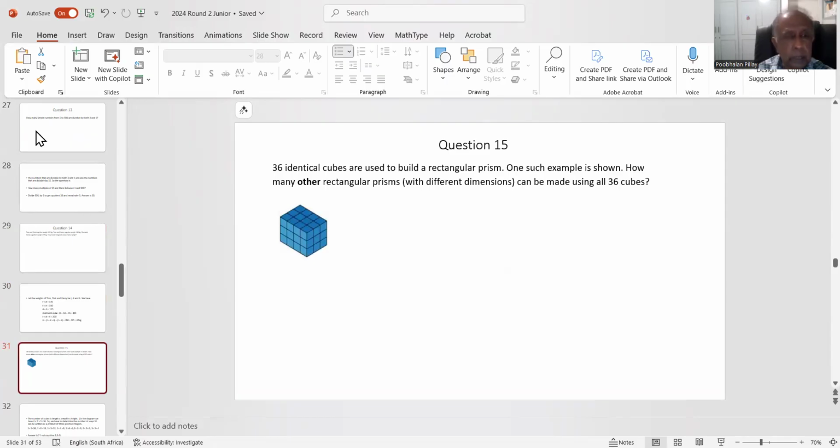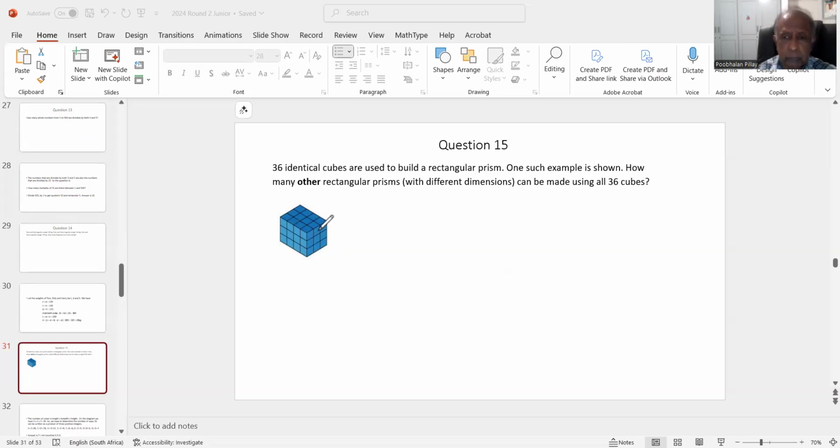Well, so let's go to question 15. Question 15 says 36 identical cubes are used to build a rectangular prism. You can see this picture is quite clear here, because you've got 3, 6, 9, 12. So you've got 12 at the top, and 12 in each of these 3 layers. They're all repeated. So that's how you get 36. 3 times 12 is 36.